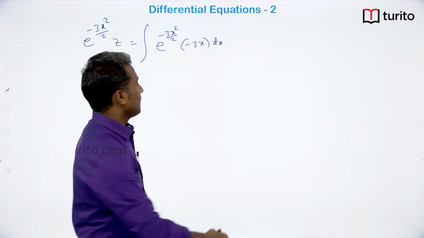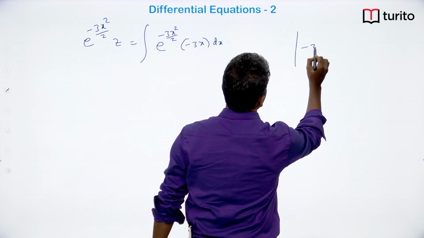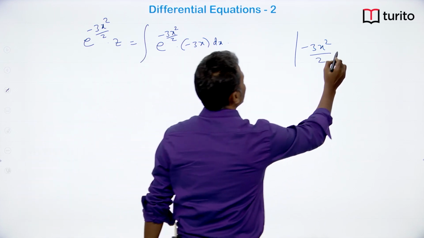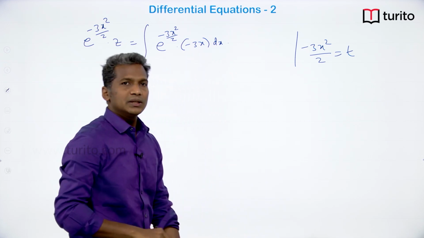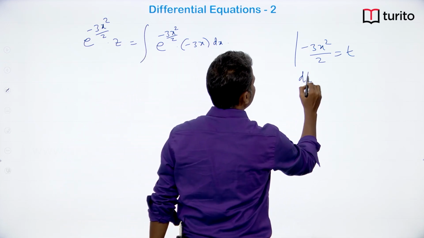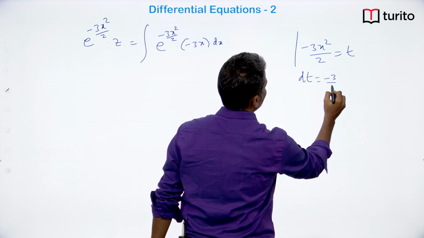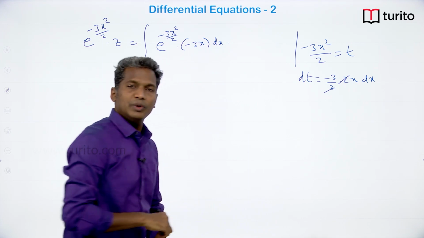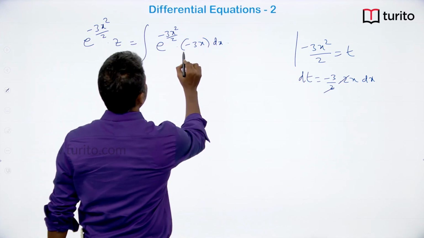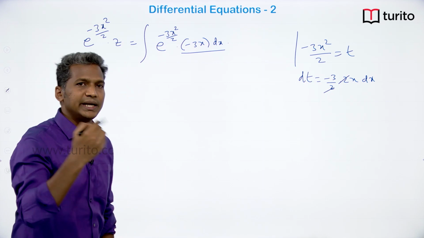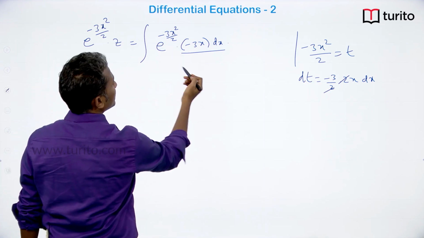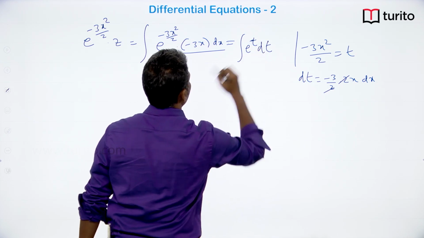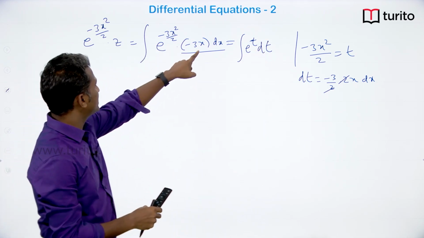So how do we integrate? By using a substitution like this. I am taking the entire power of e and I am taking this as t. If I differentiate this, I will get dt is equal to minus 3 by 2 into 2x into dx, which is coming out to be minus 3x into dx. Luckily, this entire term has become dt and this term has become e power t. So it is integral of e power t into dt. See, that is the beauty of this linear term.